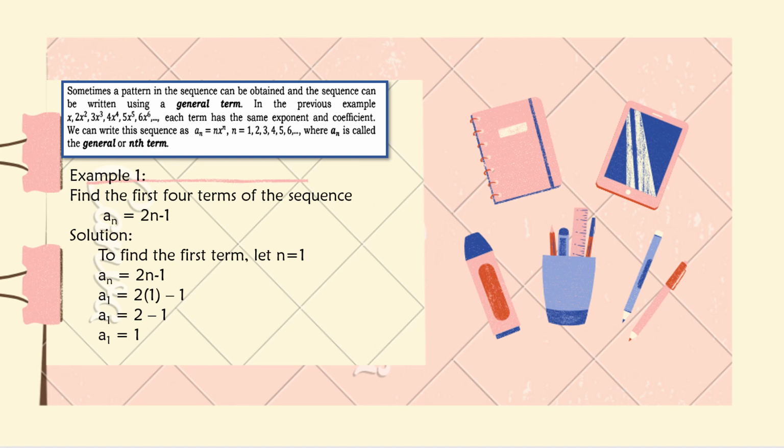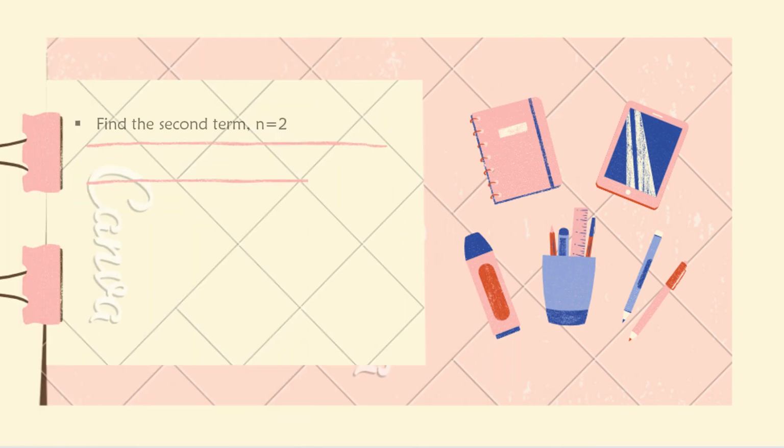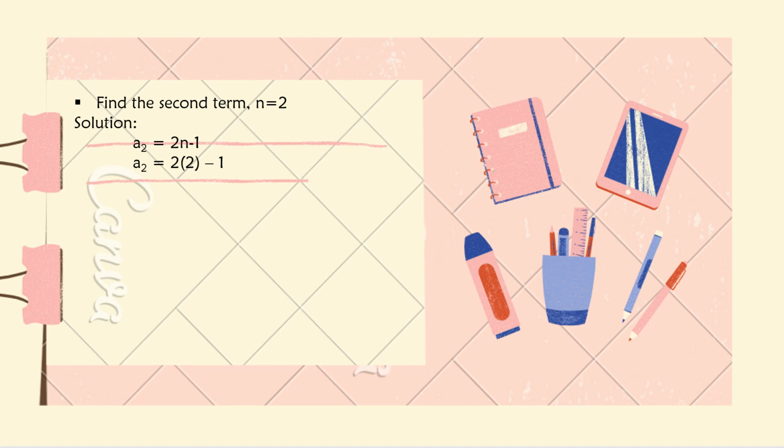Next, hanapin naman natin yung second term. Ibig sabihin, lahat ng n, papalitan natin ng 2. Let's have our solution. Again, always write first the given general term. So we have a sub 2 is equal to 2n minus 1. Again, substitute lang yung 2 sa lahat ng n. So we have a sub 2 is equal to 2 times 2 minus 1.